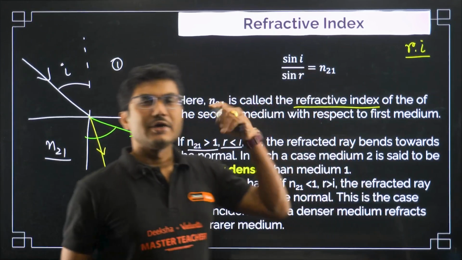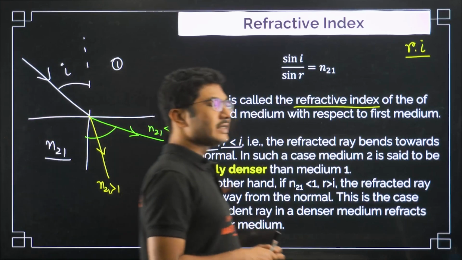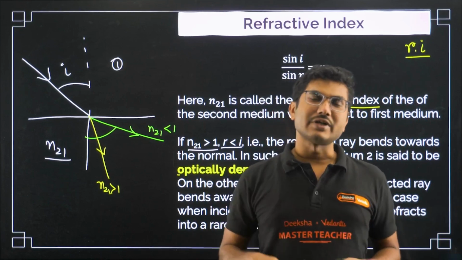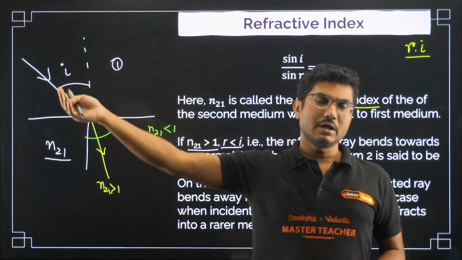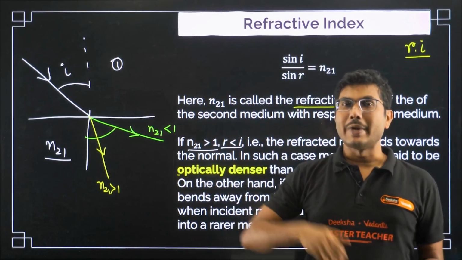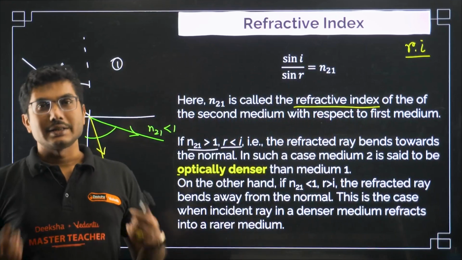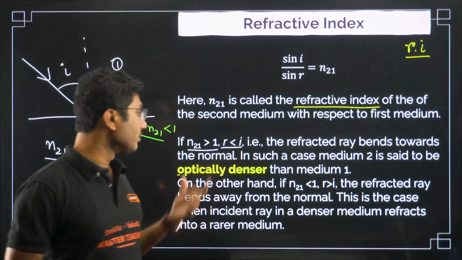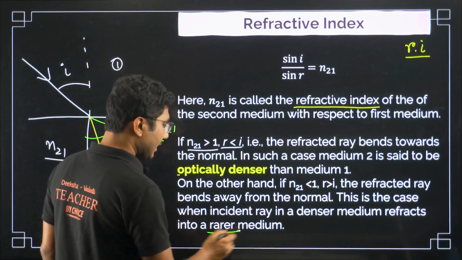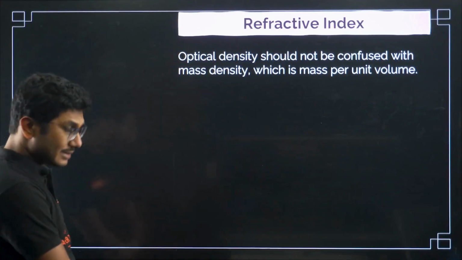For example, if you just reverse the scenario. In the first case we said that light is traveling from air to water. Now light is traveling from water to air. When light travels from water to air, the light ray bends away from the normal because air is optically rarer than water. The term opposite to optically denser is optically rarer. Optical density should not be confused with mass density.